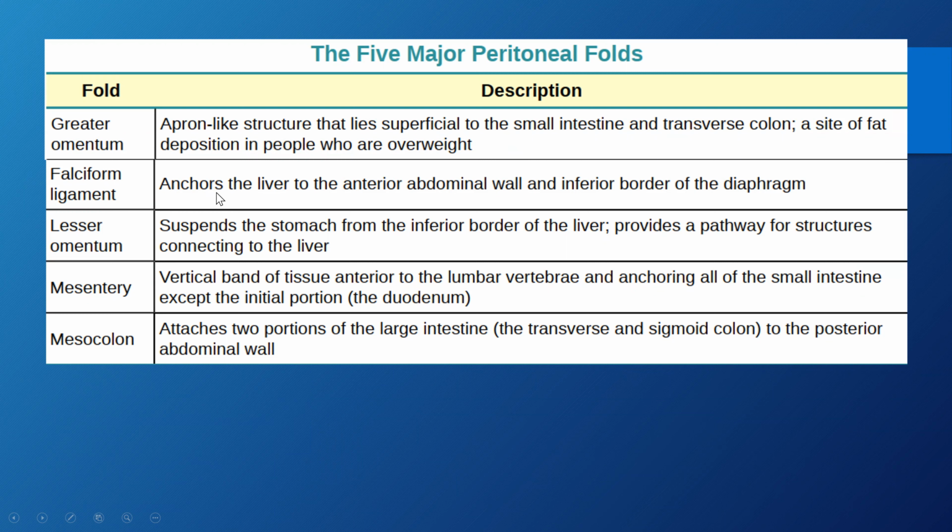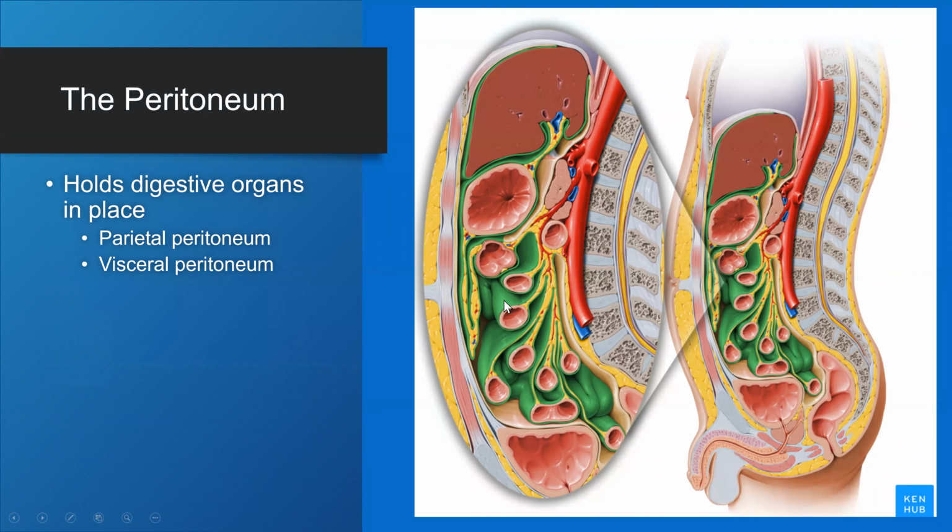Now, the falciform ligament anchors the liver to the anterior abdominal wall and inferior border of the diaphragm. So that keeps the liver in place. The lesser omentum suspends from the stomach. The mesentery covers pretty much your small intestine, and the mesocolon covers the large intestine. So if it covers your small intestine over here, then it's called mesentery. If it covers your large intestine, then it's mesocolon.